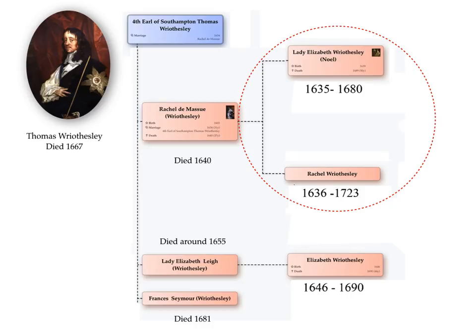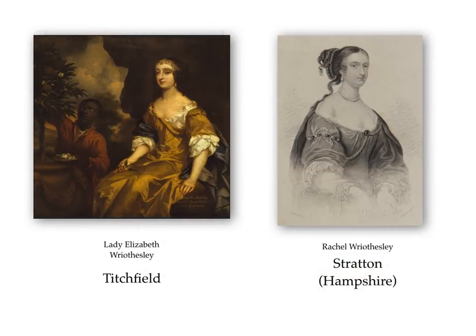On his death in 1667, Lady Elizabeth and Rachel were co-inheritors of his estates. He left his London home to his widow, Frances Seymour. Lady Elizabeth was gifted the Titchfield estate and Rachel the estate of Stratton, also in Hampshire. So let's follow what happened to Lady Elizabeth.